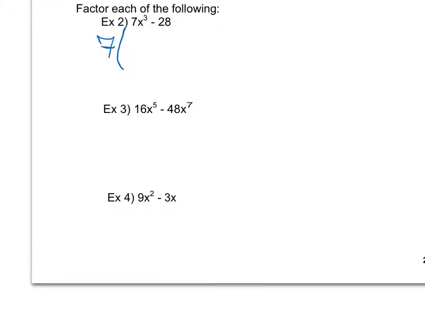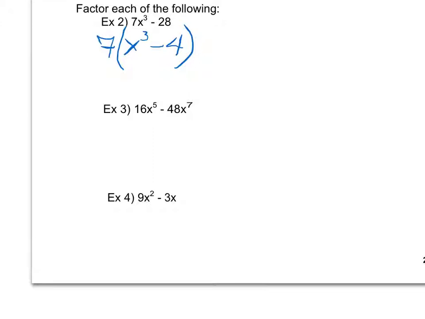Notice in this particular situation, I did not have a variable with 28, so there was no variable part to my GCF since both terms wouldn't be able to be divided by any variables. So when I pull the 7 out, 7x cubed divided by 7 leaves me with 1 times x cubed, which is the same thing as x cubed. Minus 28 divided by 7 leaves me with minus 4. Now that I've taken the GCF out of both of my terms, I have finished, and here's my factored form. And I do indeed have a multiplication problem with 7 times x cubed minus 4.